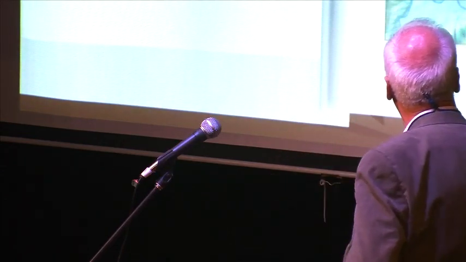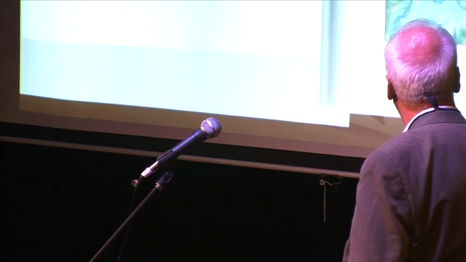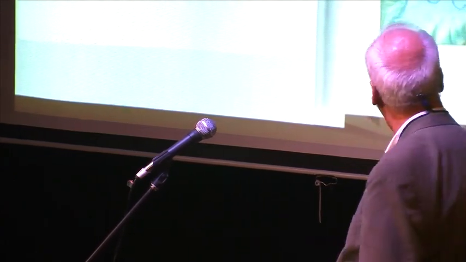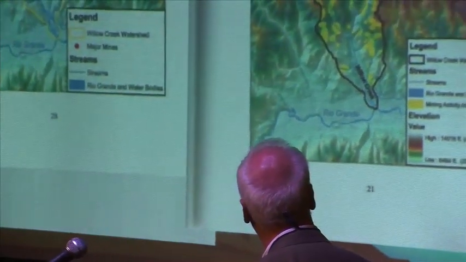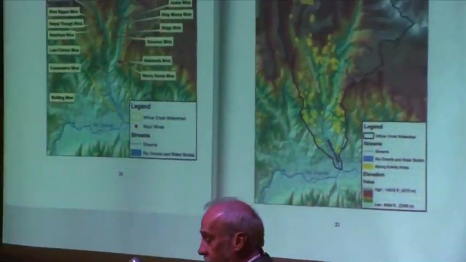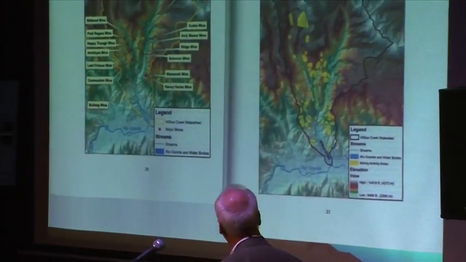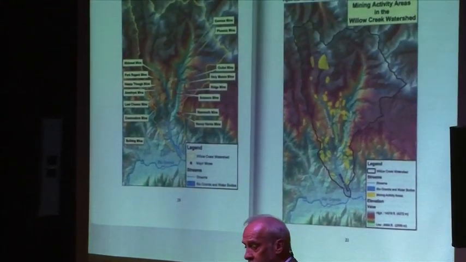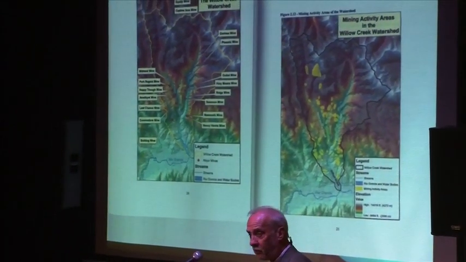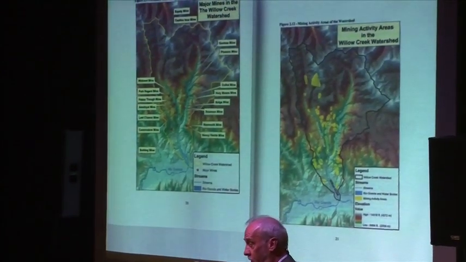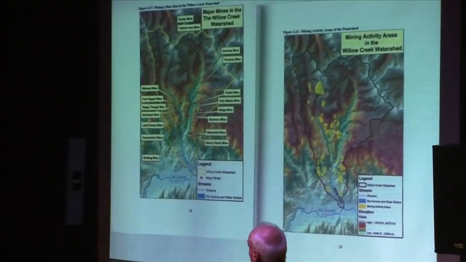This just represents piles of solid mine waste, mainly waste rock, a few small tailings piles up in here. But just to give you an idea, within the watershed here, we had quite a distribution of solid mine waste, mostly waste rock. But again, major sources of zinc, cadmium, and lead, which are the real critical actors here. This is an aquatic problem, not really a human health problem. It's a problem in Willow Creek in the Rio Grande.